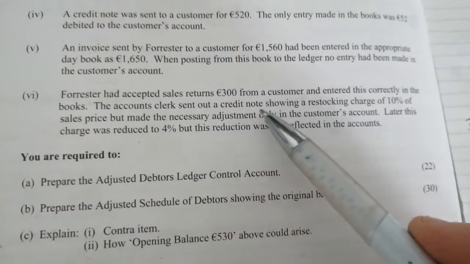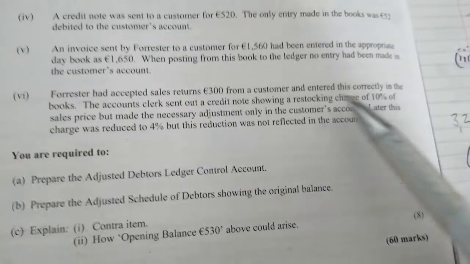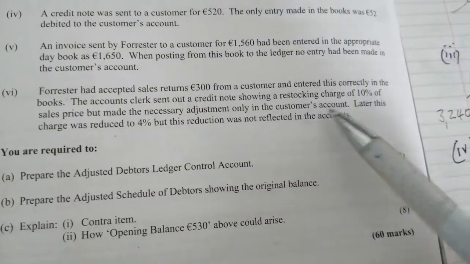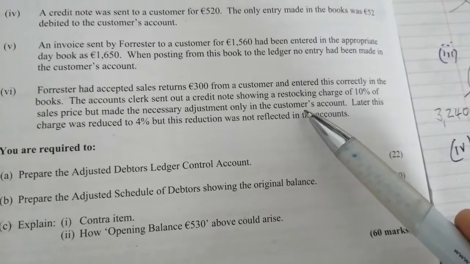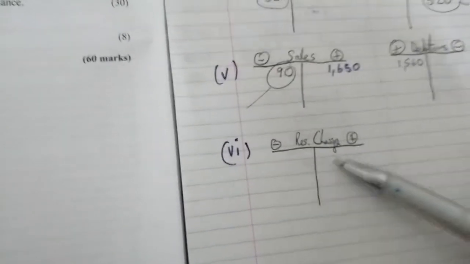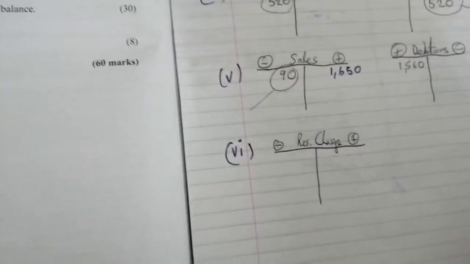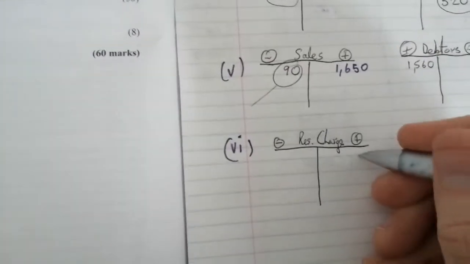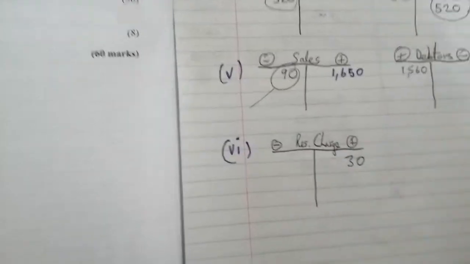The account clerk sent out a credit note showing that we're charging them 10%, we're charging them €30 for restocking, but the only place they entered it in the books was in the debtor's account, not in the general ledger. So nothing was put in here. So we don't have to put anything in purple. So what should we have done? It was a €30 restocking charge. We should have €30 over here. Okay, that's for a start.